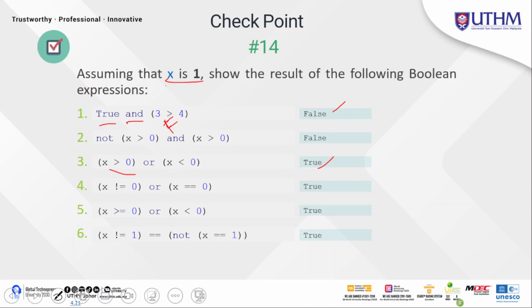So 1 is greater than 0, which is true. Number 4, x not equal to 0. 1 is not equal to 0, correct? X equal to 0. So this one is true, this one is false. Number 5, x greater than or equal to 0. 1 is greater than or equal to 0, yes. X less than 0, no. So one true condition, so we got true. X not equal to 1 and not x equal to 1, so this will be true. One false, another one also false, we'll get true.